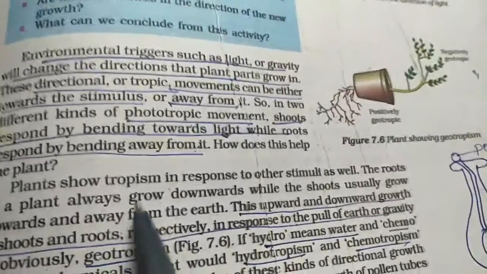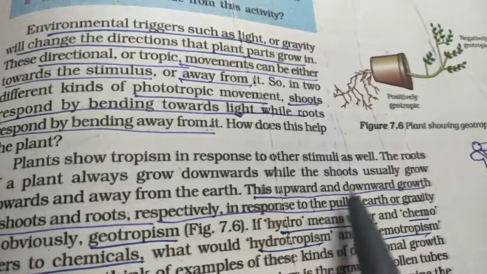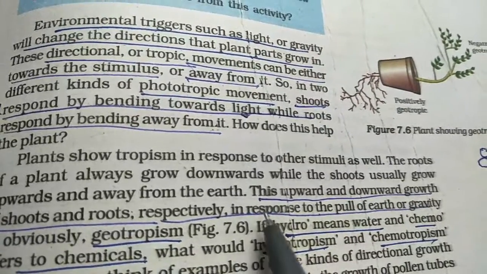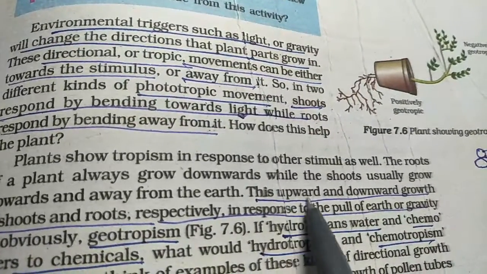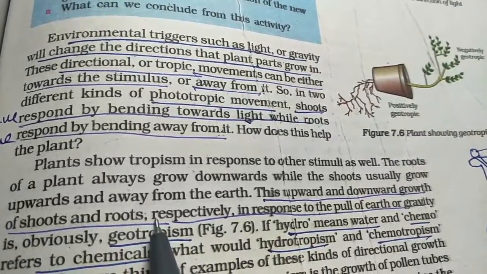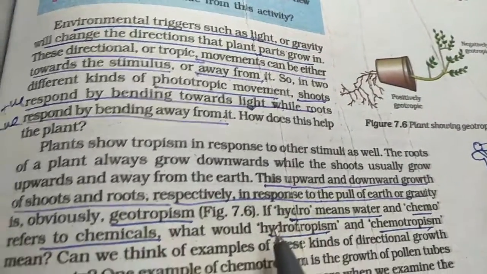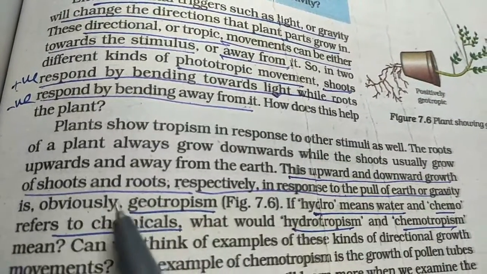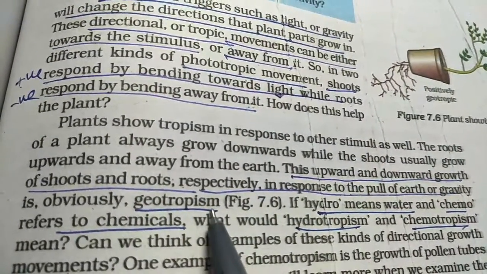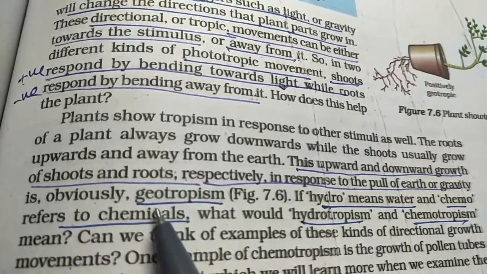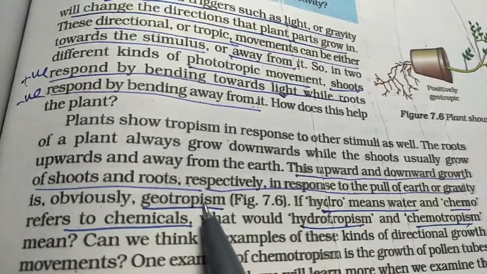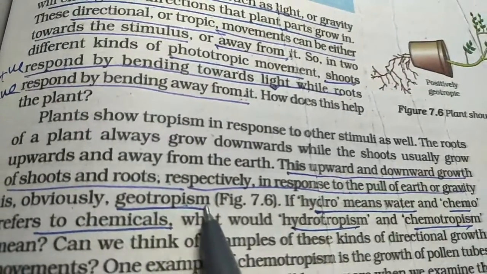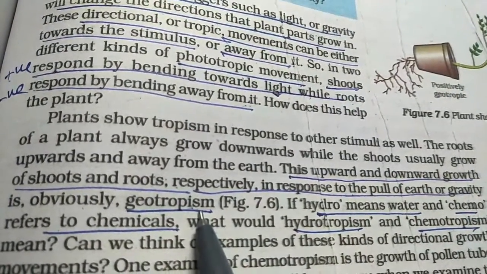Similarly, you have another stimulus, that is gravity. That is known as geotropism. Here also there are two movements, upward and downward, of growth of shoot and root. Here exactly the opposite happens: the stem or the shoot grows away from gravity, while the roots grow towards gravity. So both phototropic and geotropic movements are involved for the growth of shoot and root.